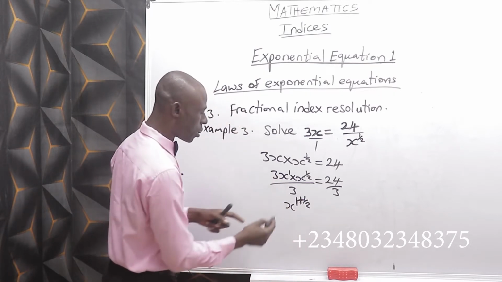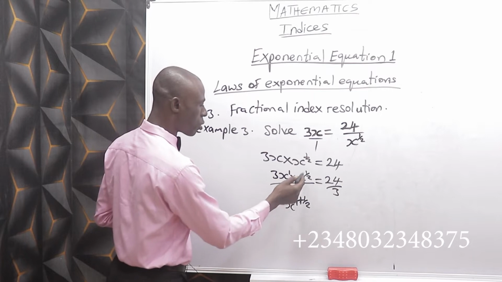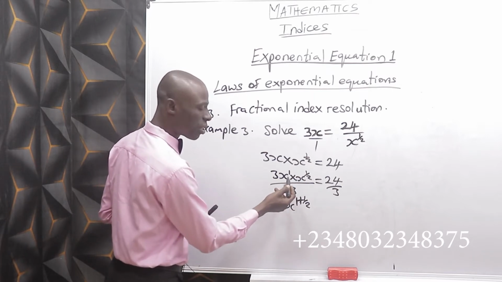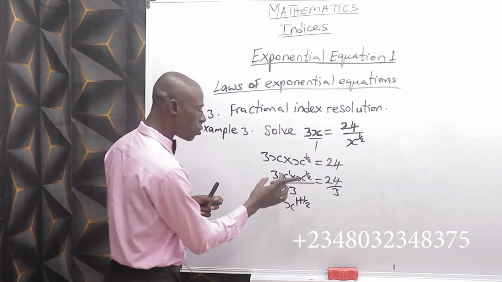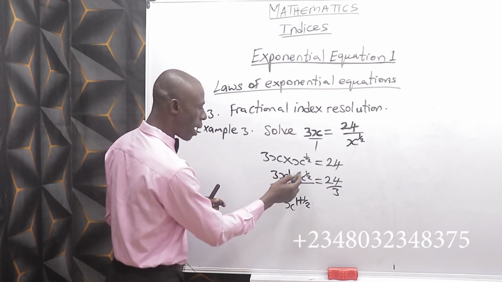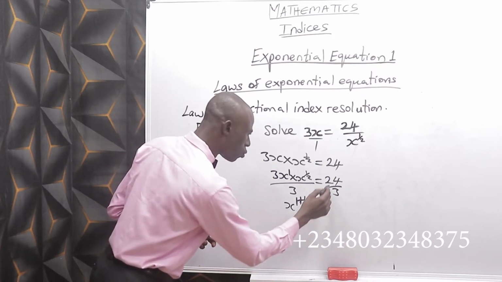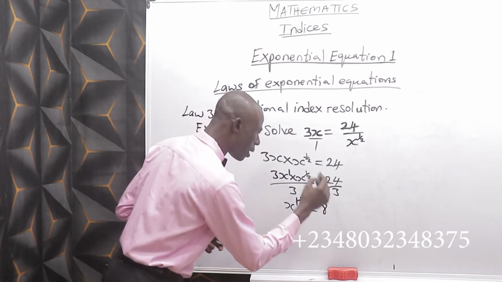Remember the law of indices. x raised to power 1 times x raised to power half. Pick the common base, then the multiplication sign changes to addition. You use the addition to operate 1 and half together. 1 plus half equals 24 divided by 3. That gives us 8.